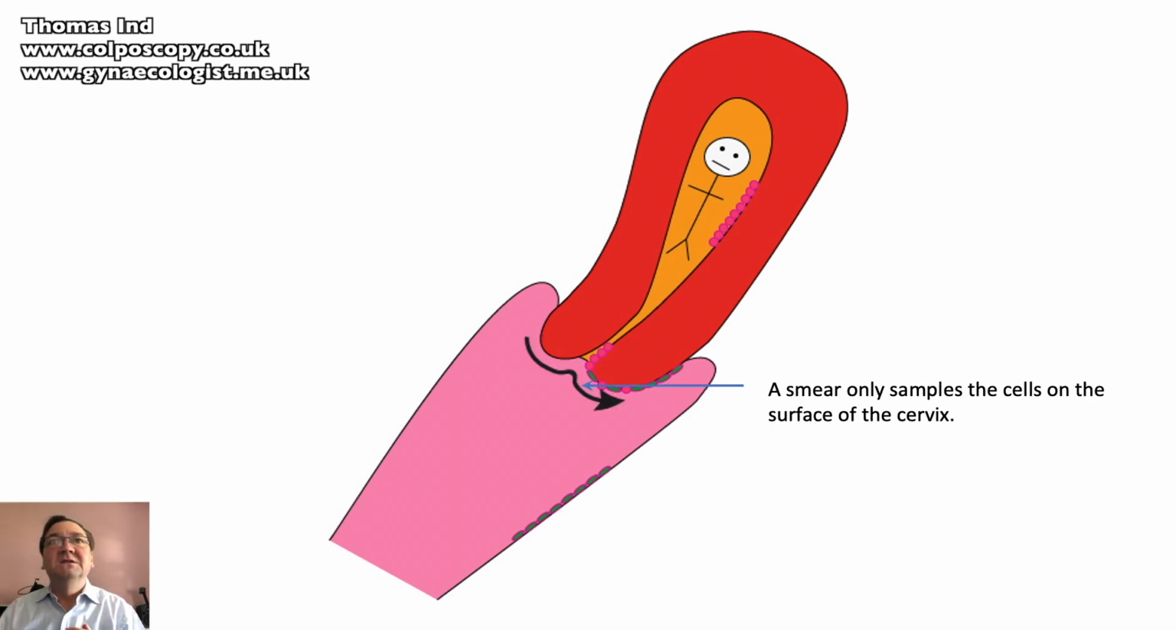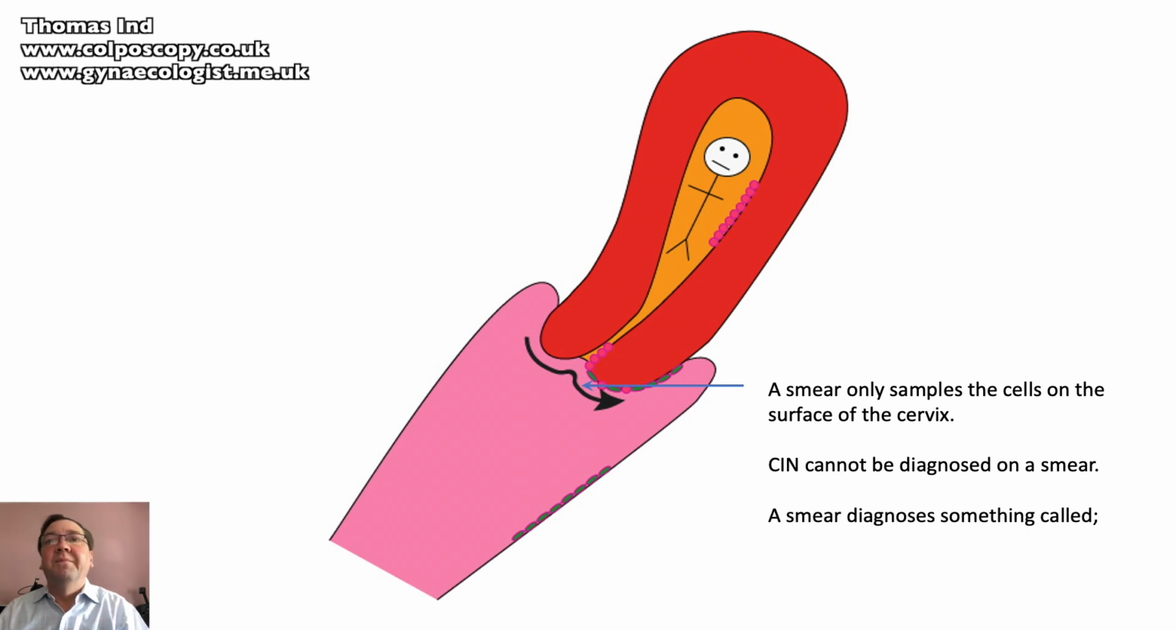But a smear test, and remember now that we only do cytology on a smear test if you have a positive HPV, only samples the cells on the surface of the cervix. So that can't pick up CIN. It picks up something slightly different. And of course, we doctors don't like to call anything simple like changes on the surface cells associated with CIN. We call it dyskaryosis.